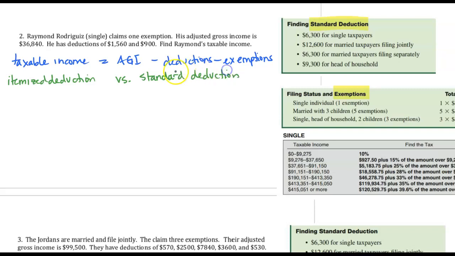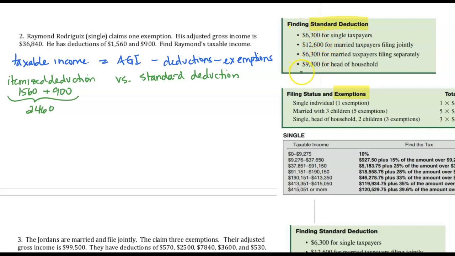For itemized deduction, they're going to list each deduction. That's what's listed here, deductions of $1,560 and also $900. So the itemized deductions total $2,460. The standard deduction comes in a chart. You can see I have it over here on the right-hand side. This is a chart that would be given to you, okay?